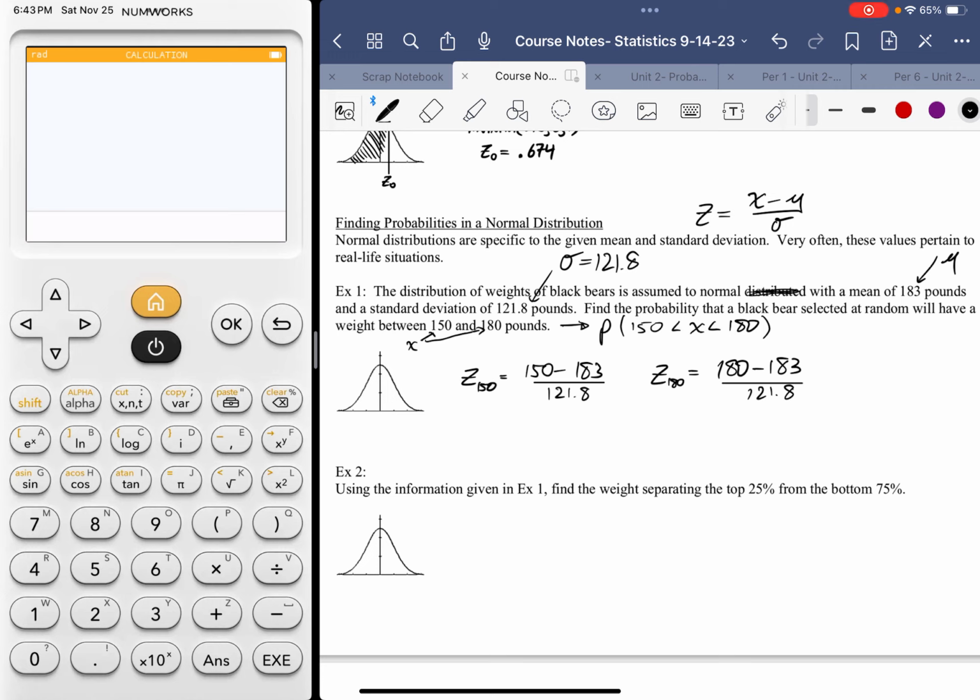So 150 minus 183, close it up, divide by 121.8. So that's one of the calculations. The other is 180 instead of 150. And so we get z-scores of negative 0.271 and the other z-score, negative 0.0246. So in effect, what we're looking for is the probability that z is between these two numbers.